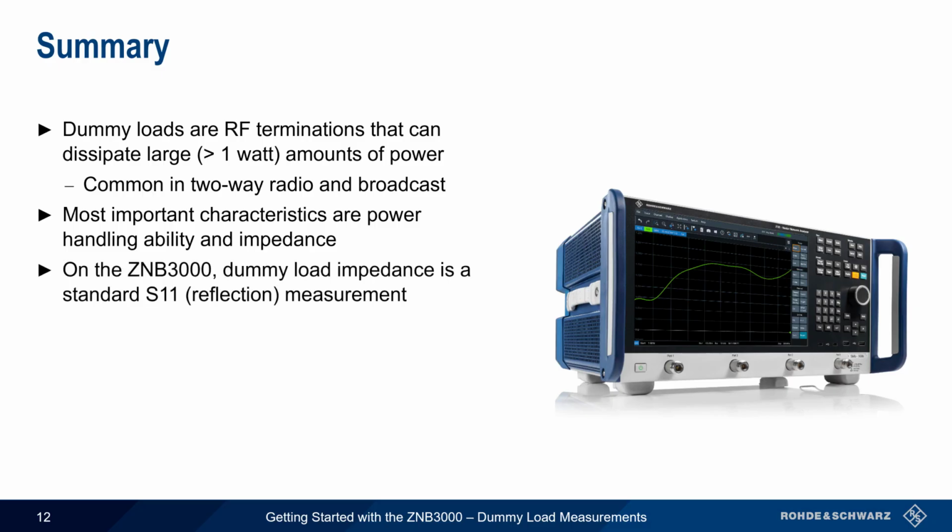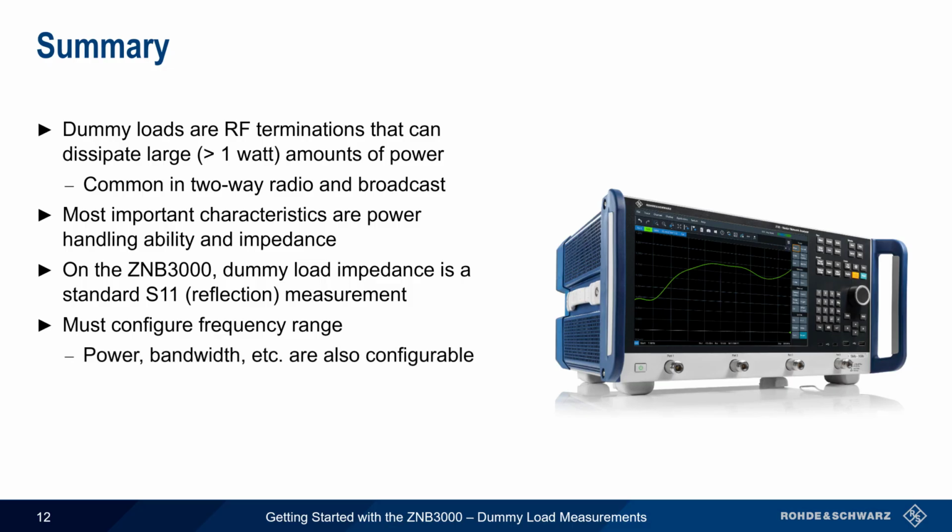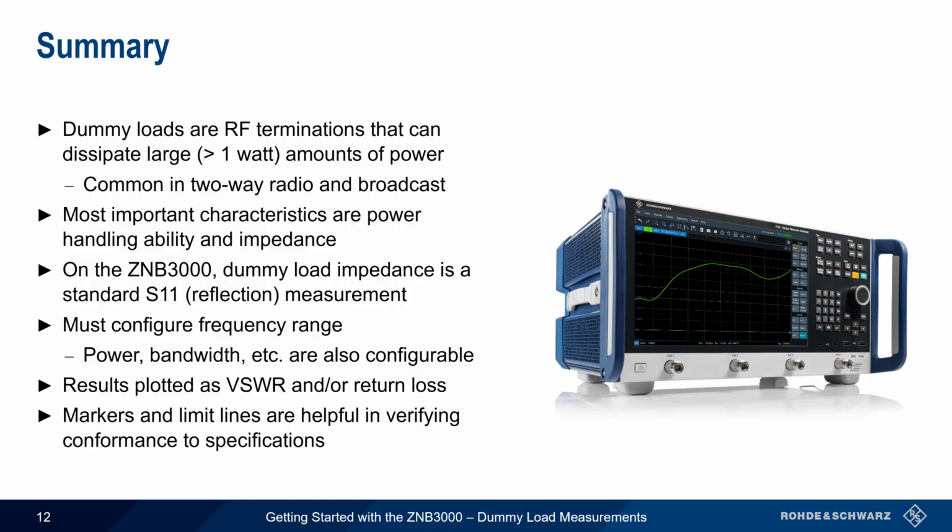On the ZNB3000, the impedance of a dummy load can be quantified using standard S11 or reflection measurements. This measurement requires configuration of the frequency range and optionally parameters such as power, IF bandwidth, number of sweep points, etc. Results are normally plotted either as SWR or as return loss, and analysis functions such as markers and limit lines can be helpful for verifying if a dummy load conforms to its specifications.